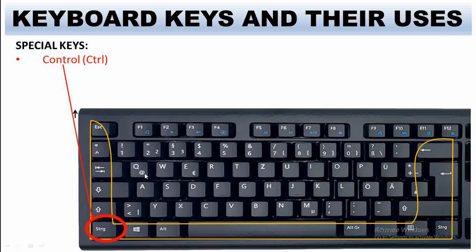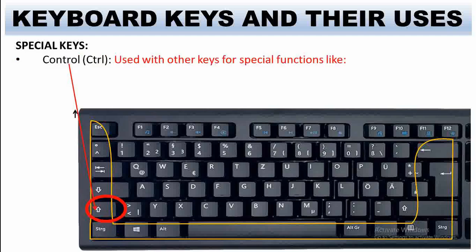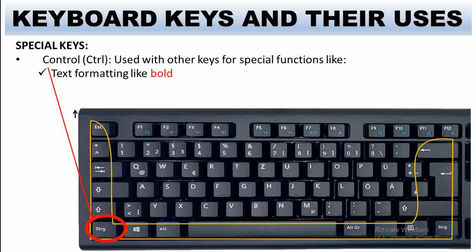Then the control key. The control key, that's the last key. It's also one of the important keys that we have to understand under the special keys. So the control key is used with other keys for special functions like text formatting. If we want to format text like bold, italicize it, giving it italic, or underline, all those formatting requires the use of the control key.